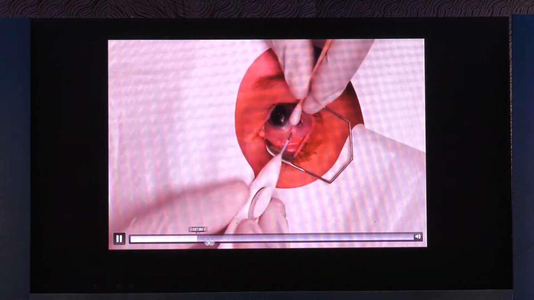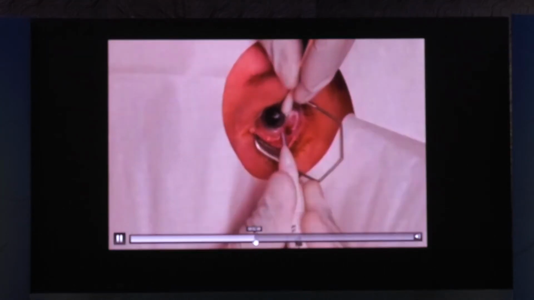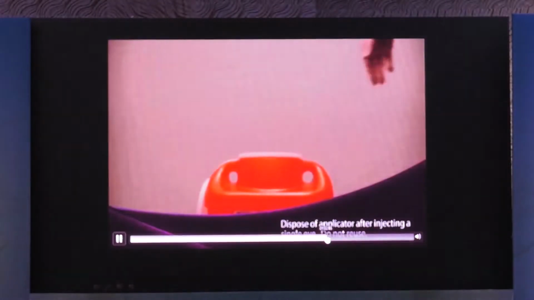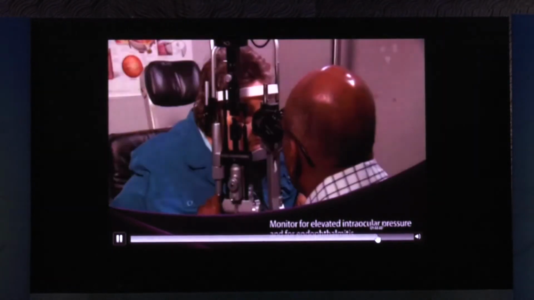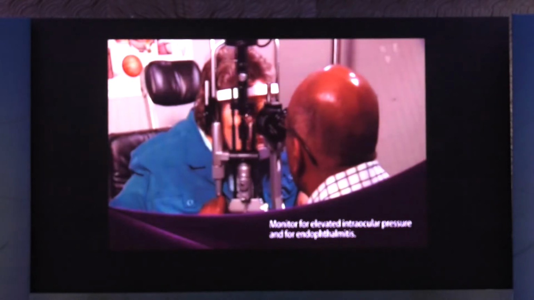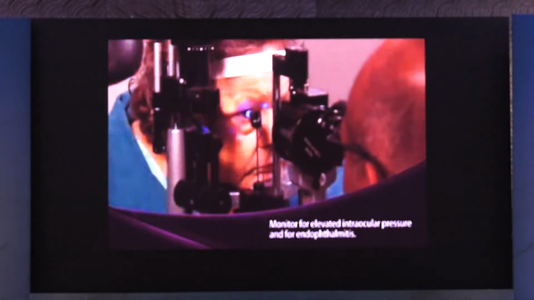Again, you have to follow the patient for any IOP rise or endophthalmitis, and counsel the patient about any signs and symptoms of endophthalmitis. The patient has to report immediately. Normally the patient is seen the next day and then maybe a week later. The chances of IOP rise are maximum between 4 to 8 weeks after the injection.